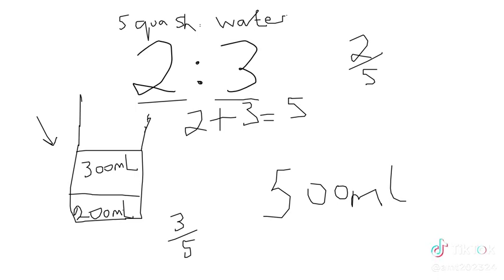So I pronounce this as 2 to 3. So 2 parts to 3 parts. So 2 parts squash, for example, to 3 parts water. Or it could be, I don't know, you're making a chocolate cake. You'll measure the flours to eggs, or flours to sugar, or flours to sugar to eggs, and so on and so forth.